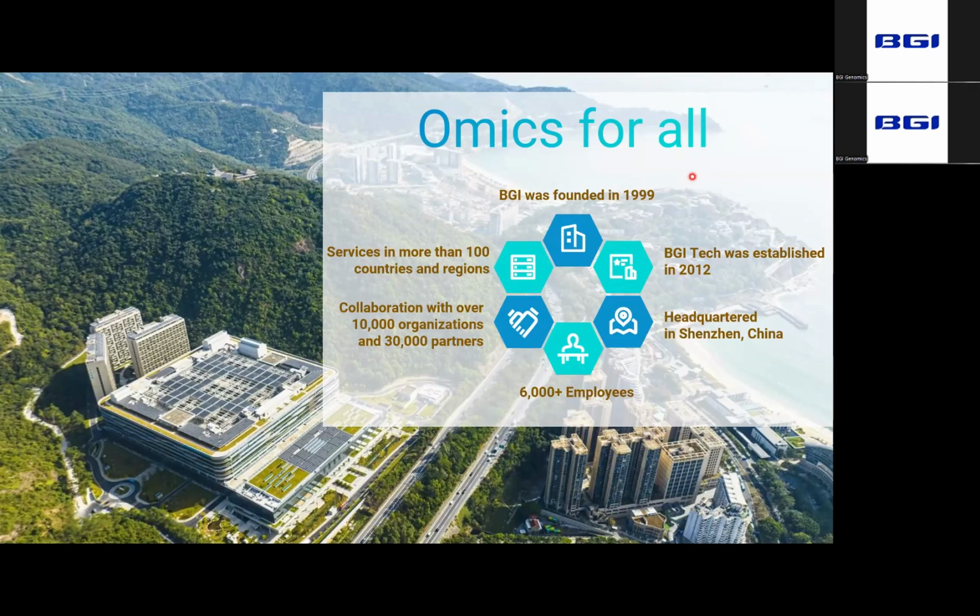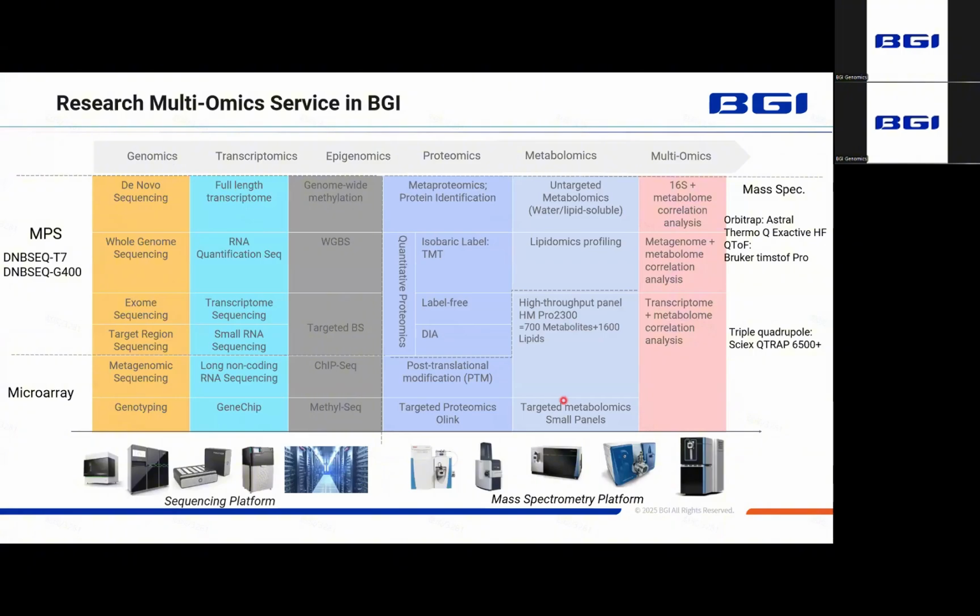We have more than 6,000 employees offering service in more than 100 countries and regions. As I showed before, BGI offers comprehensive multi-omics solutions covering genomics, transcriptomics, epigenomics, proteomics, metabolomics, and integrated multi-omics analysis.